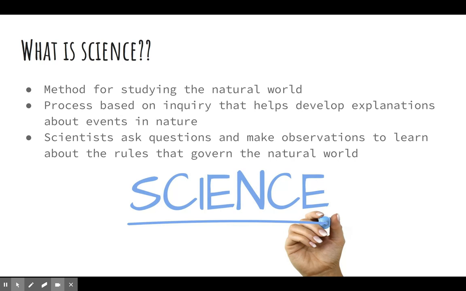So, the definition of science is the method for studying the natural world, so the world around us. When we study that, that is science. It's a process based on inquiry that helps develop explanations about events in nature. So, when we inquire something, right, we have a question and we're wanting to figure out the answer to that. When we do that, and that leads to developing explanations about events in nature, that is science.